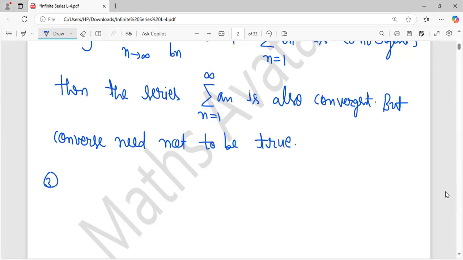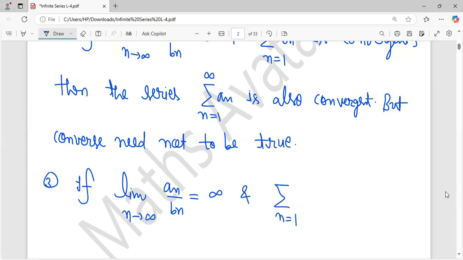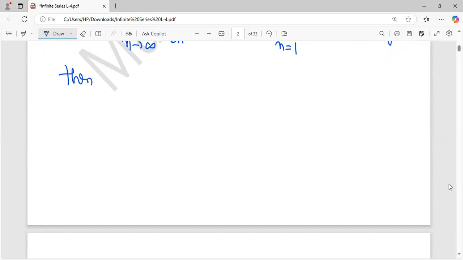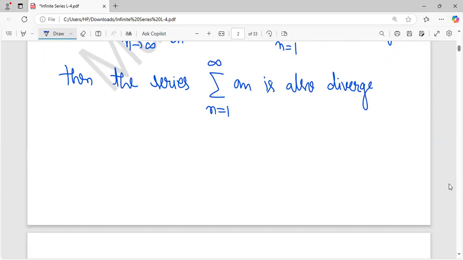Okay. Third, if limit n tending to infinity a_n upon b_n is equal to infinity and the series summation n goes from 1 to infinity b_n is divergent, then the series summation n goes from 1 to infinity a_n is also divergent. Okay.